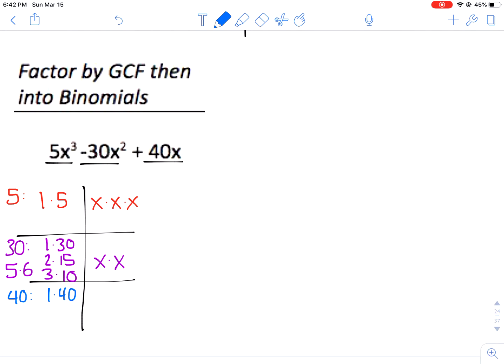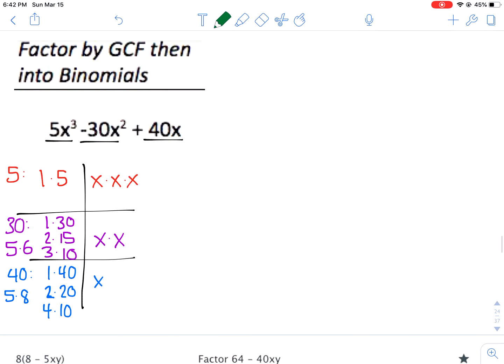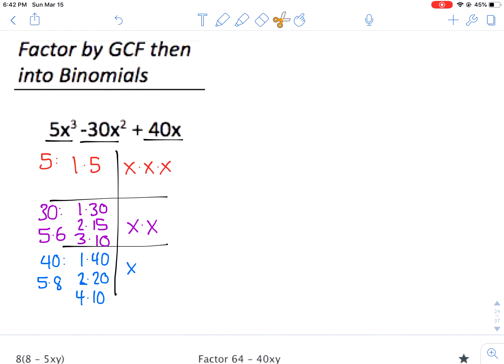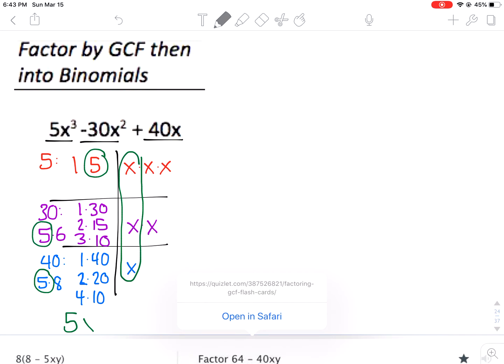1 times 40, 2 times 20, 4 times 10, 5 times 8, and 1 x. So our greatest common factor here would be 5. And then it looks like we can only get 1 x from the rest of those.